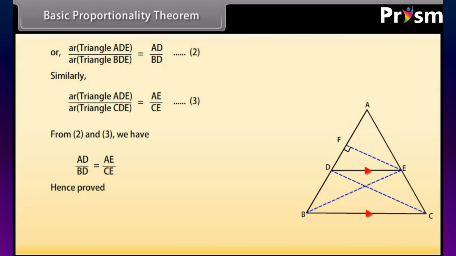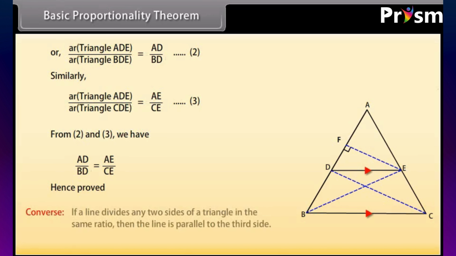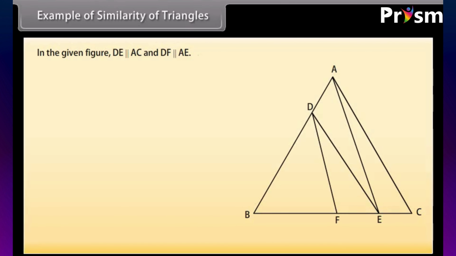The converse of this theorem is also true, which says that if a line divides any two sides of a triangle in the same ratio, then the line is parallel to the third side. Example of similarity of triangles. In the given figure, DE is parallel to AC and DF is parallel to AE. Prove that BF upon FE equals BE upon EC.